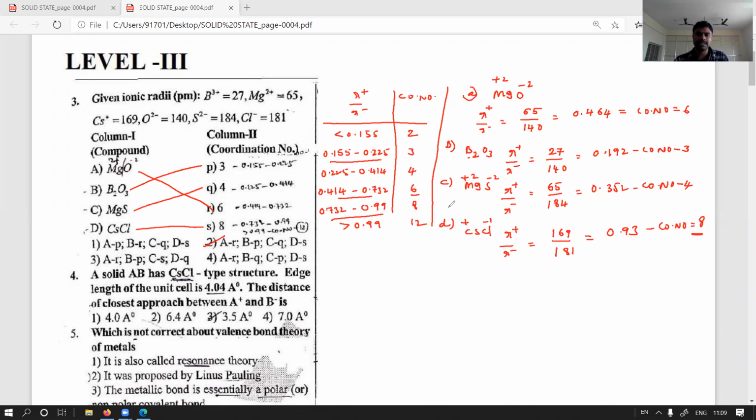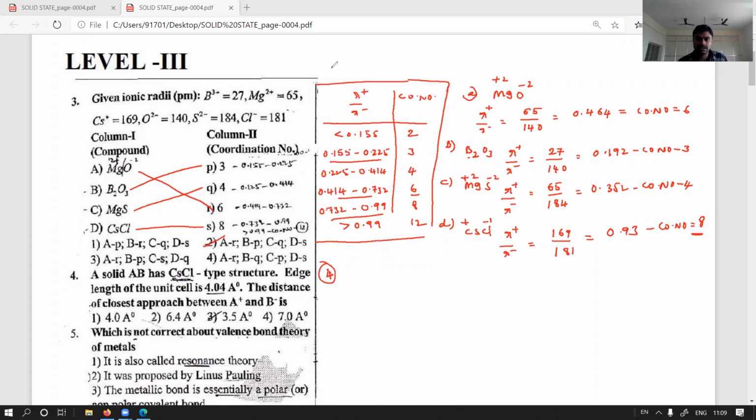So the main thing here is that we have to remember the radius ratio range values and the coordination numbers. According to that, the given compound's radius of cation and radius of anion are given, so we just have to find the ratio. Then, from the theoretical data, we have to identify which range it falls in, and according to that, find the coordination number. Let's see the next question.